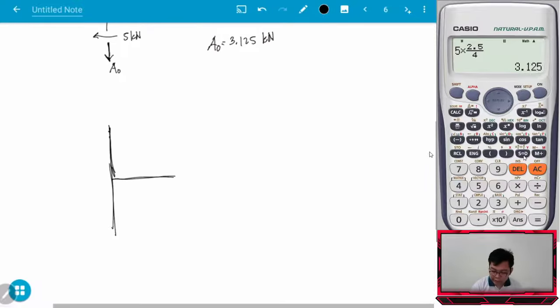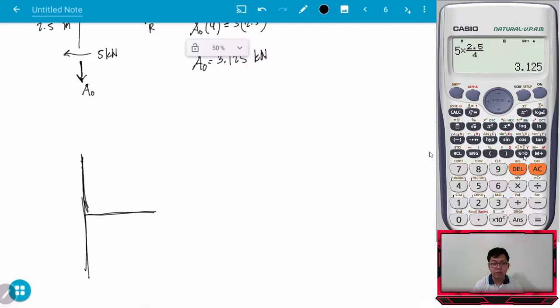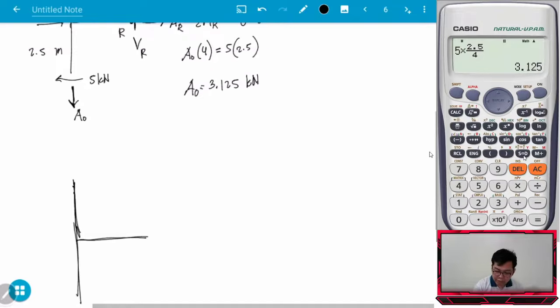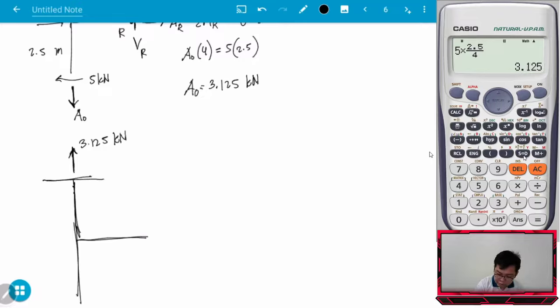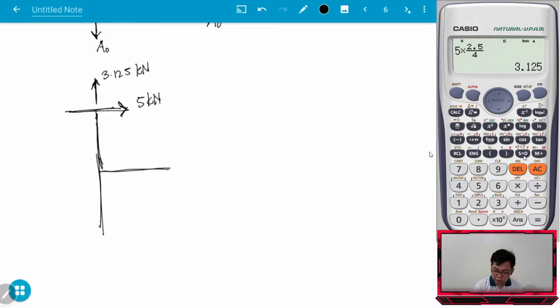Okay. So, I will transfer the 5 kilonewton and the AO. The AO, guys, is now going here. Same value, equal to 3.125 kN. The 5 kilonewton, guys, is also going here. 5 kN. Again, action-reaction, don't forget. And here, we keep the same assumption for the shear, to the left.